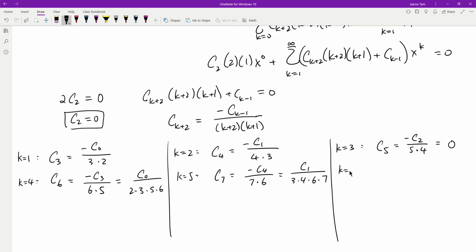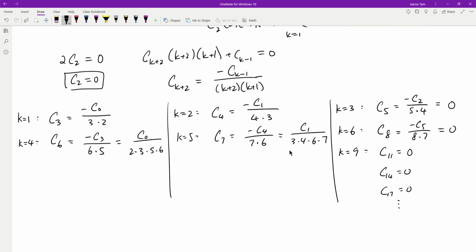What happens when k equal to 6? That allows me to generate c sub 8, equal to negative c sub 5 over 8 times 7, which comes out to 0. It shouldn't be too hard to realize that this is all multiples of 3. So the next one, c sub 11, would equal 0, then c sub 14 is 0, c sub 17 is 0, and so forth. That basically generates the following: c sub 3k plus 2 is equal to 0.